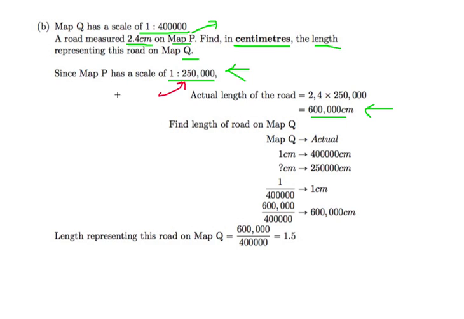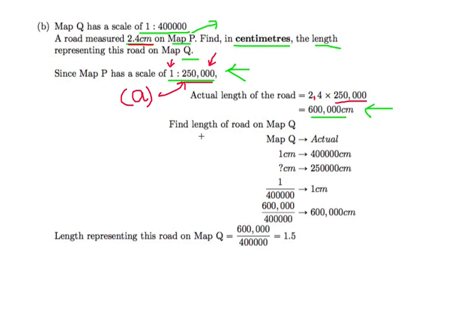This is from part A. The actual length is 2.4 times 250,000, which is this. Because you know that on the map 1 cm represents 250,000 cm in real life, you want to find out what 2.4 centimeters is in real life. So you multiply both.